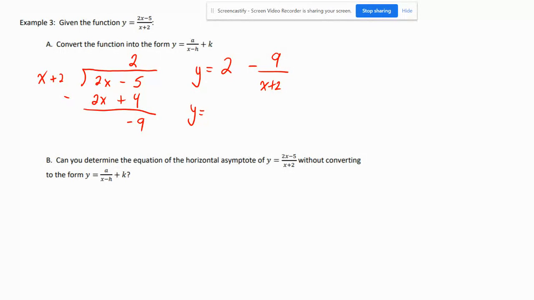Or I'm just going to rewrite this because the form is asking it to look like this. So it would be negative 9 over x plus 2, plus 2. Okay, all right. So looking at this, we know that our horizontal asymptote is y equals 2. Our vertical asymptote is x equals negative 2. Part B says, can you determine the equation of the horizontal asymptote without converting to the form y equals a over x minus h plus k?